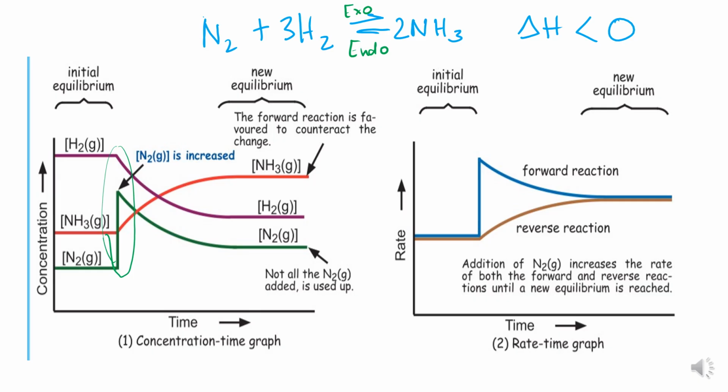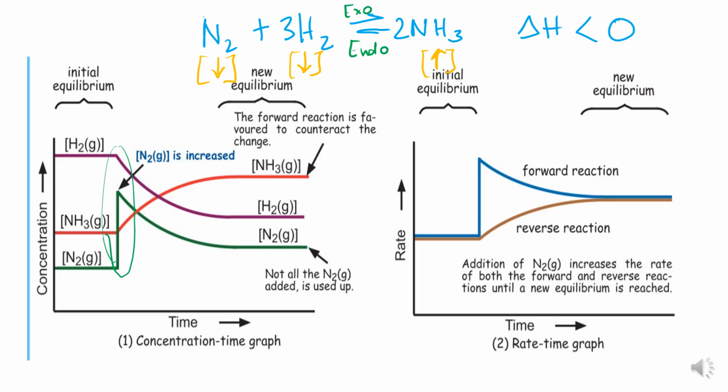Then afterwards, what happens is the concentration of N2 and H2 decreases and the concentration of NH3 increases, right? So to reinstate equilibrium, the forward reaction is favored. So that means you're expecting that the concentration of N2 and H2 is going to decrease while the concentration of NH3 is going to increase, right? So the forward reaction is favored. That's how we see it in a concentration versus time graph.